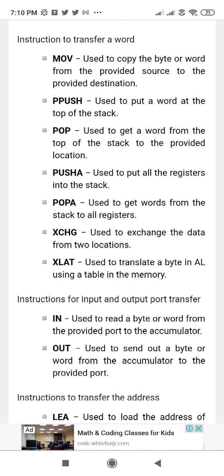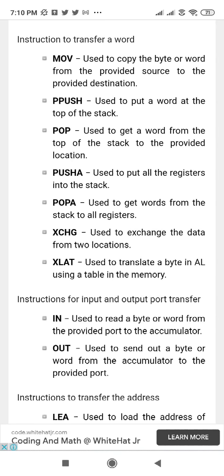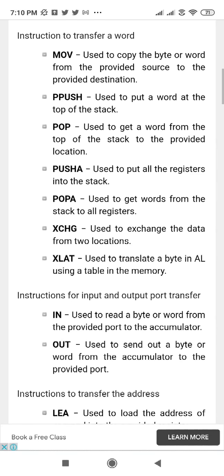Then the PUSHA instruction is used to put all the registers into the stack. POPA is used to get words from the stack to all registers. Then the XCHG instruction is used to exchange the data between two locations, and the XLAT instruction is used to translate a byte in AL using a table in the memory. So AL stands for accumulator here.